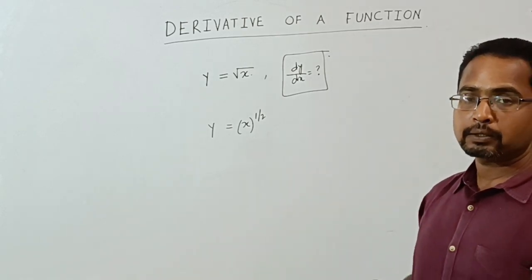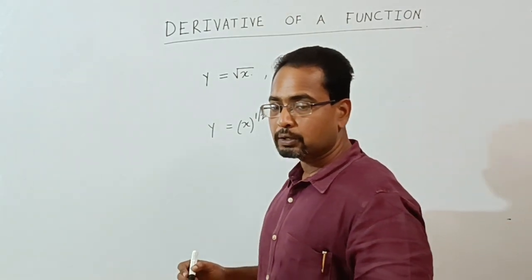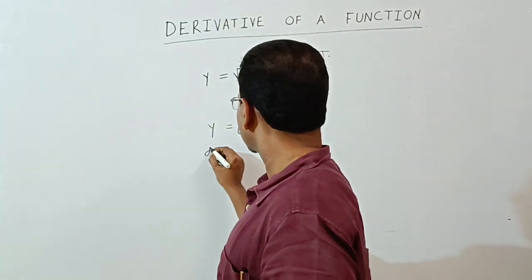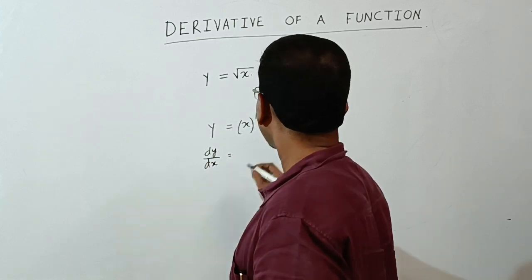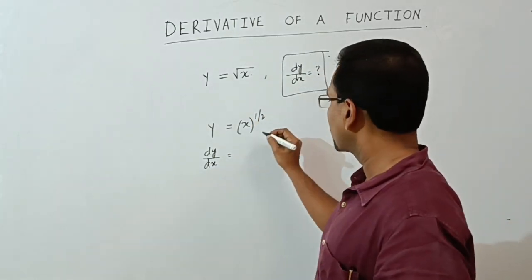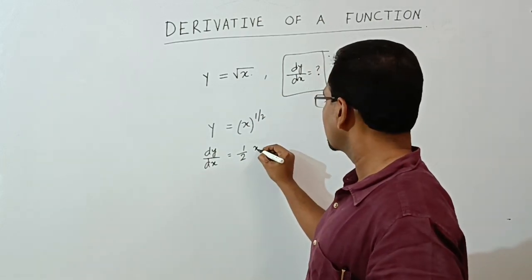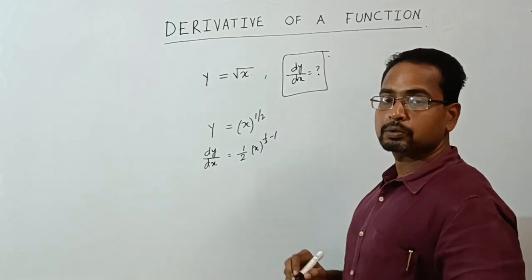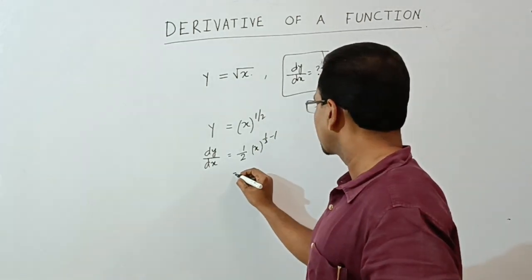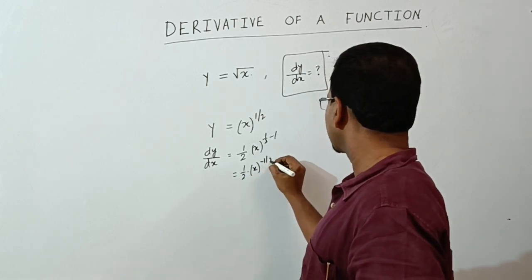Now we have to find the derivative of this function. The derivative of a function we denote by dy by dx, so I will write dy by dx. And how will it come? The power will come first over here, and then the power of x will get reduced by 1 unit. So that comes as half into x to the power of minus half.